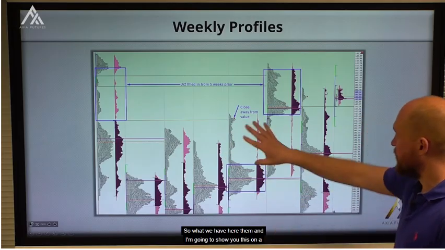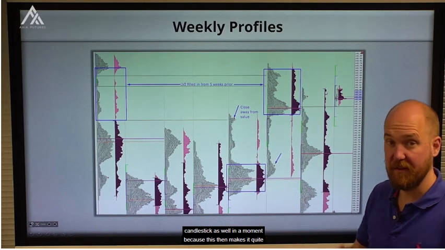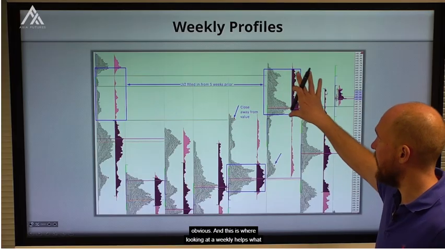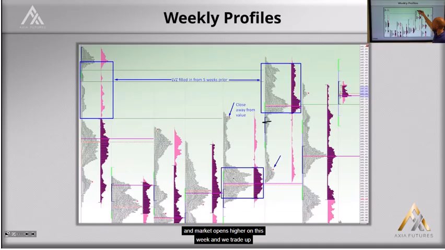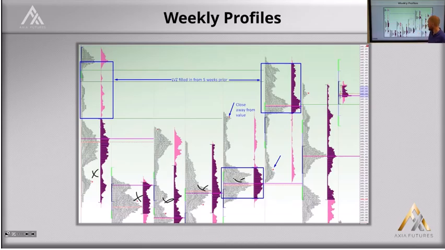So what we have here then, and I'm going to show you this on a candlestick as well in a moment, because this then makes it quite obvious. And this is where looking at a weekly helps. What you've got then, the market opens higher on this week, and we trade up. Straight away, we end up with this consolidated move. But this becomes quite obvious when you look back at your weekly profile that you've had 1, 2, 3, 4, 5 weeks of value all established lower. We move up into an area of no volume, limited value from 5 weeks prior. And this then caps the market, creates the top of the range of the week, forms much of the base of the range of the week, and incidentally was also the high of the previous week.